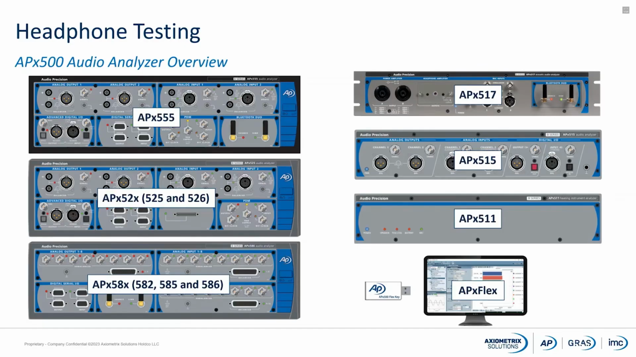Then we also have the APX Flex, which is very interesting because this analyzer will allow for the use of third-party hardware with the APX 500 software from Audio Precision. Third-party hardware such as audio interfaces, for example. And up here, we have the latest member of the family, which is the APX 517. This analyzer has been specifically designed for electroacoustical measurements, and it's the analyzer that I'm going to be using today for the demonstration.